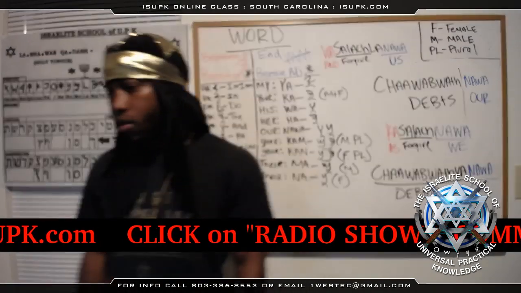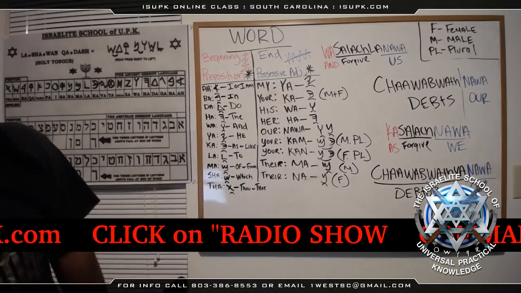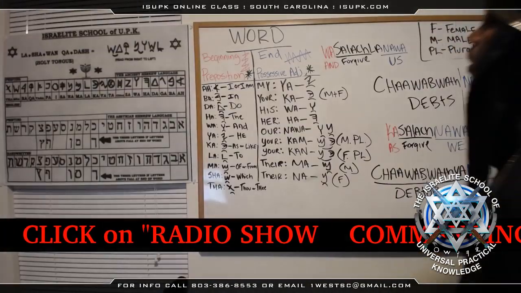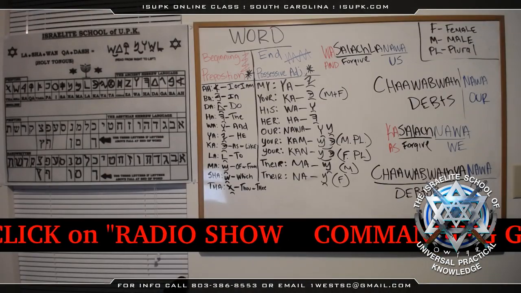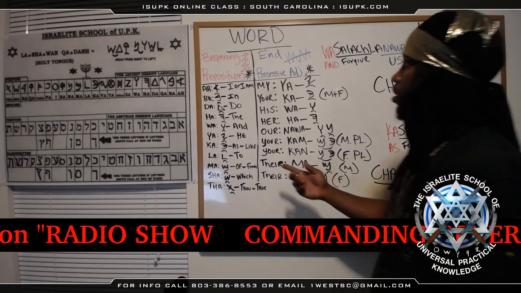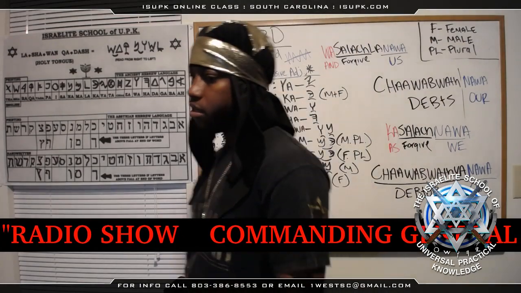Alright, I'm going to go ahead and erase that, so I give myself some room to write some more. But these words right here, back to back, are good examples of combination words using prepositions and possessive adjectives.